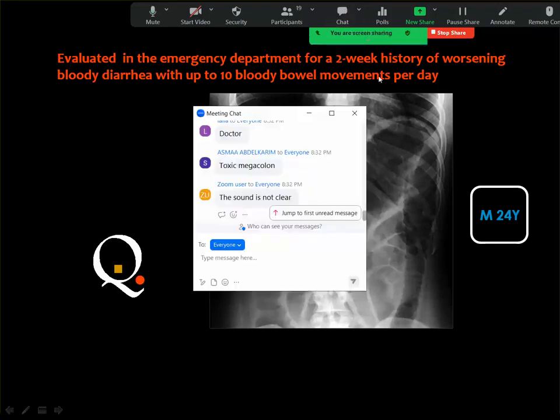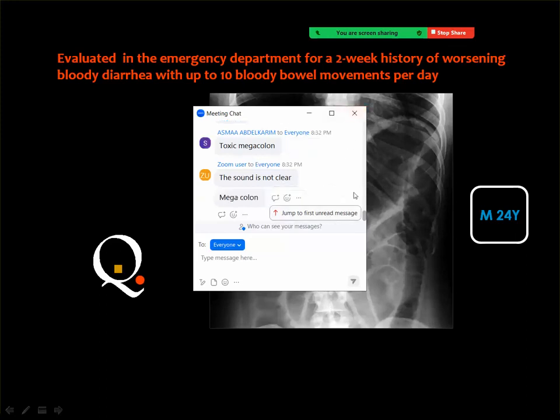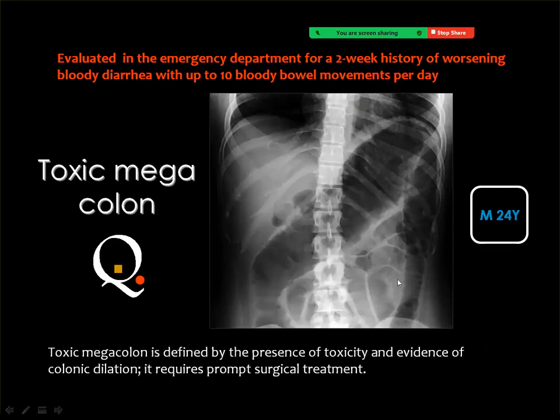Toxic megacolon is the right answer, and you know that toxic megacolon may affect primarily the transverse colon, and the diagnosis is settled if the diameter of the transverse colon exceeds 6 centimeters.